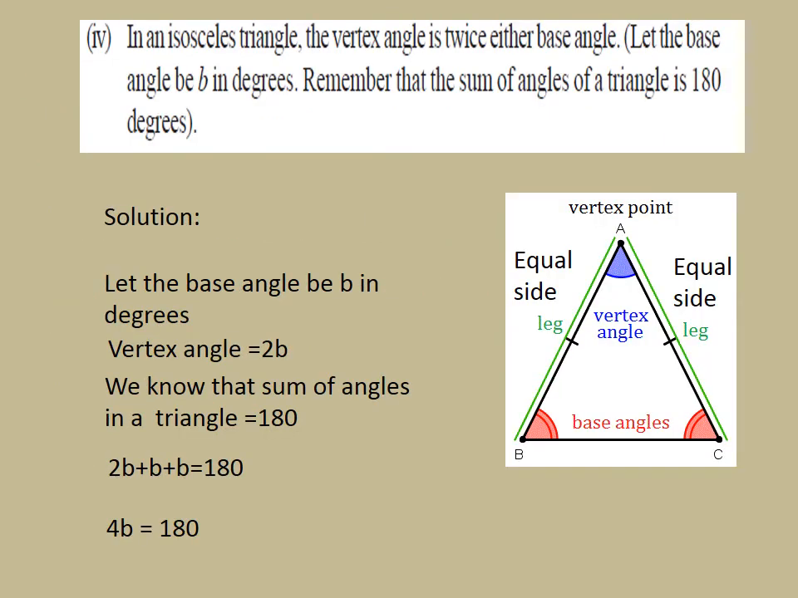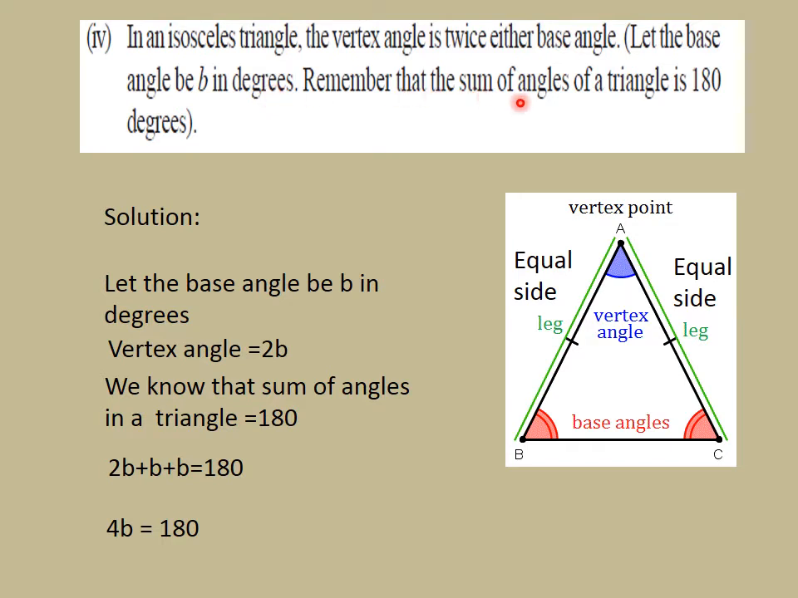Now let us start next question. In an isosceles triangle, the vertex angle is twice either base angle. Let the base angle be B in degrees.